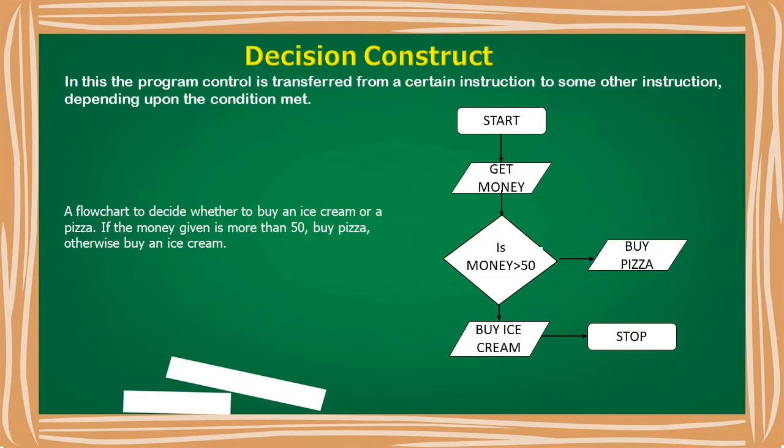Next one is about the decision construct. In this, the program control is transferred from a certain instruction to some other instruction depending upon the condition met. So decision construct is based upon the decision. So here is a flowchart to decide whether to buy an ice cream or a pizza. If the money given is more than 50, buy pizza, otherwise buy an ice cream.